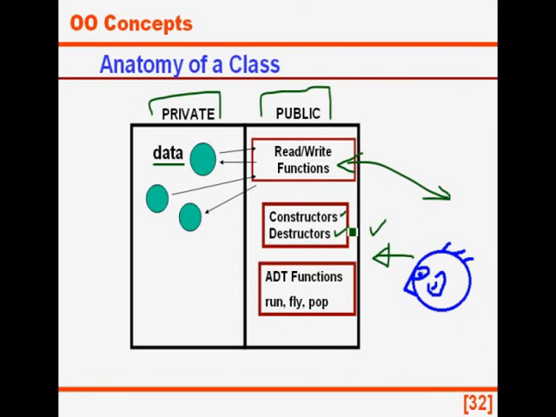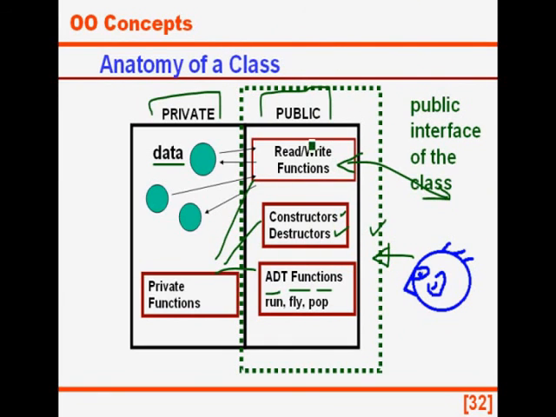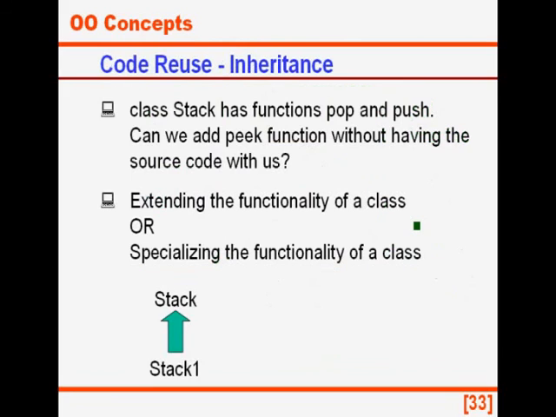And finally, we have the implementer functions, or the editing functions of the class. These are the functions for which the class exists. This is the set of functions for which we have developed our class. It could be run, fly, pop, push, whatever we have. In addition, we could also have some private functions which are used only by the other functions of the class and are not available to the outside classes. So this set of functions which are available to the outside classes is known as the public interface of the class.